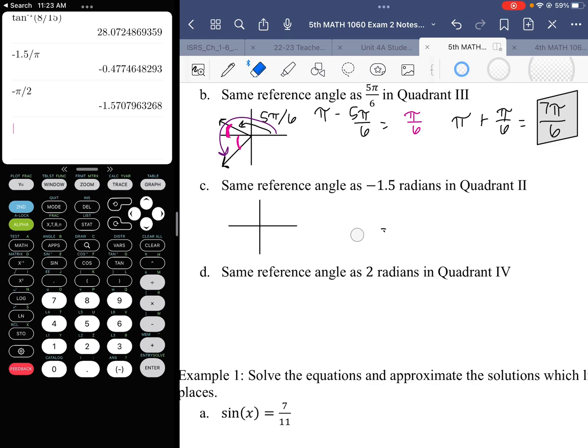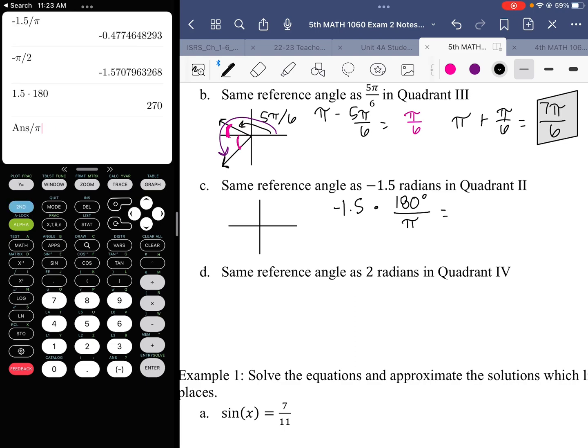I'm going to try another way that might help you guys think about this. Try to convert it into degrees to help you think about where this would be. So negative 1.5 radians times 180 degrees over pi radians. If we do negative 1.5 times 180 and then divide it by pi, that is like 85-ish degrees, so like a negative 85-ish degrees. So negative 85 degrees would be like right here, almost to negative 90 degrees. So this right here is negative 1.5 radians.